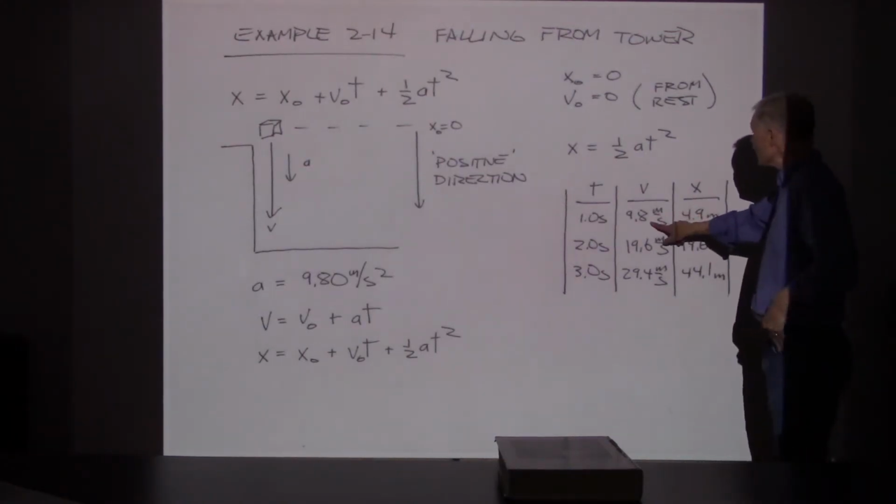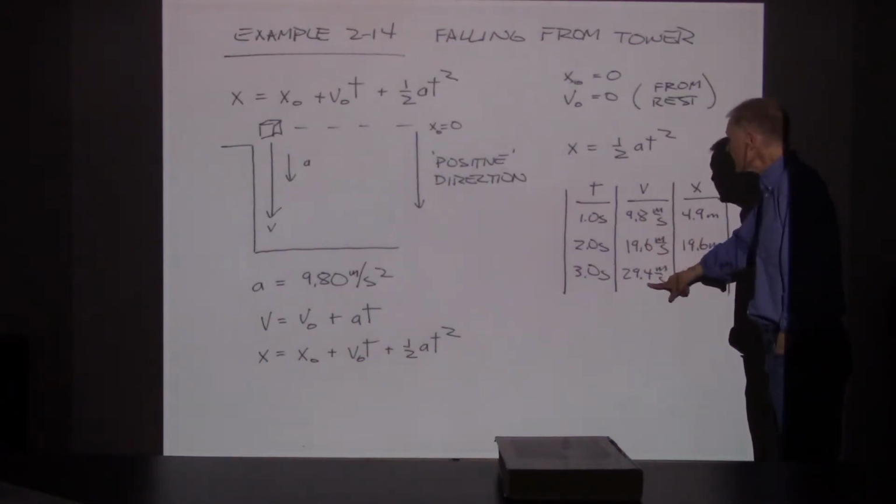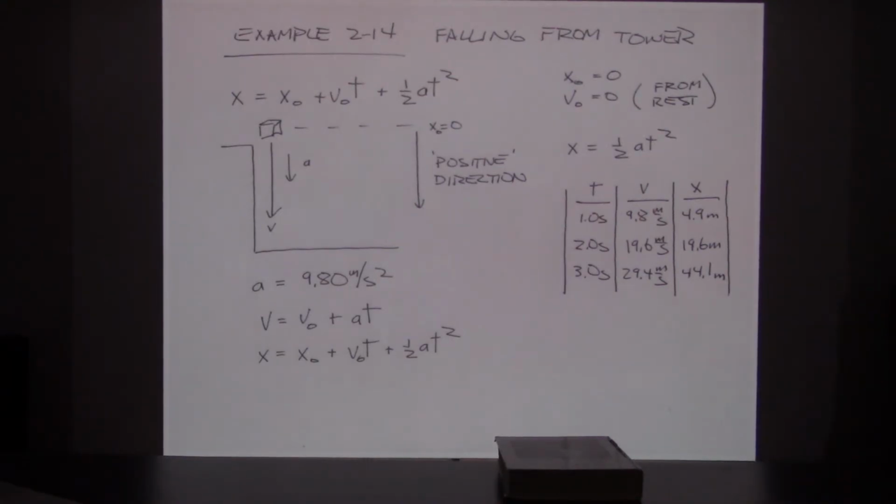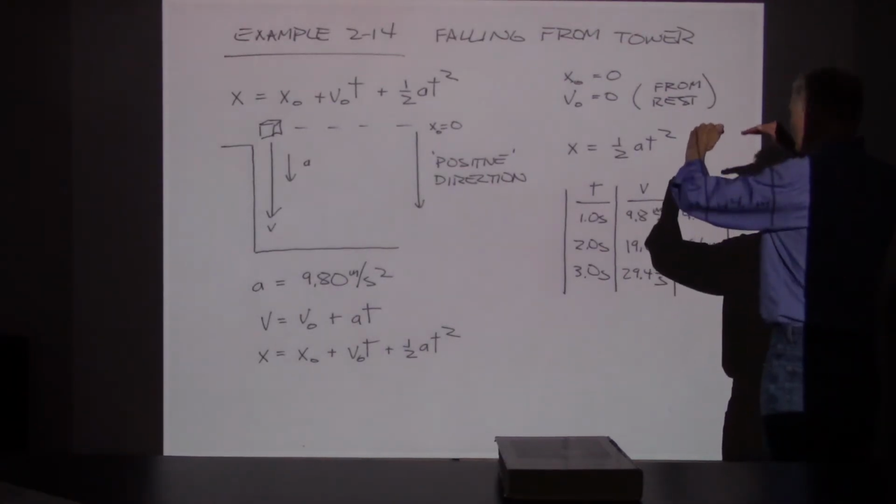So after 1 second, I'm going 9.8 meters per second. After 2, I'm going twice as fast. After 3 seconds, I'm going 3 times as fast. That's what constant acceleration behaves like. So the velocity is just steadily increasing.